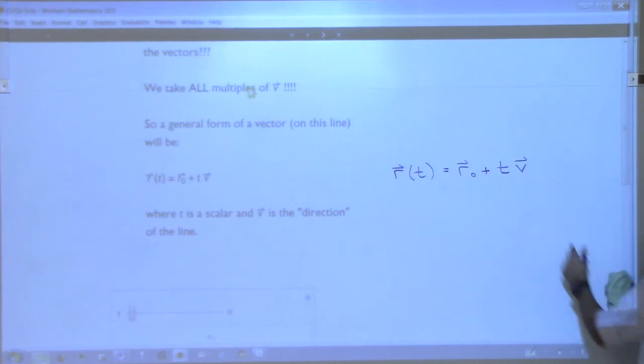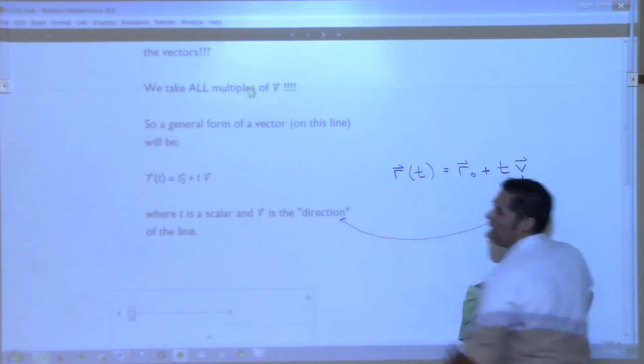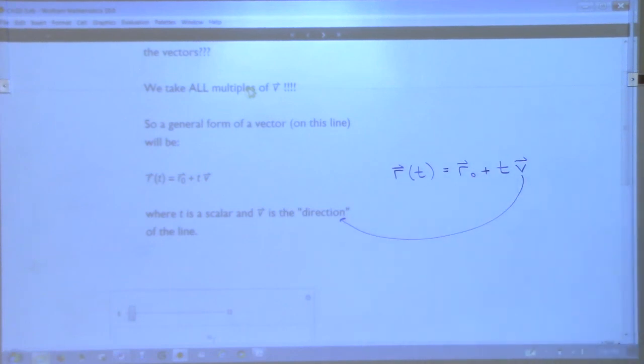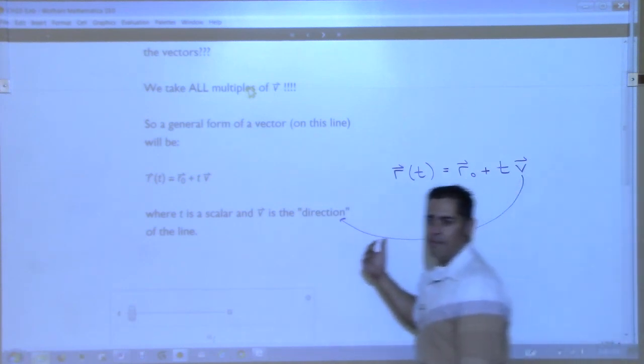This vector right here is called the direction vector, or the direction of the line. Does it make sense that it would be called that? It's parallel to the line.